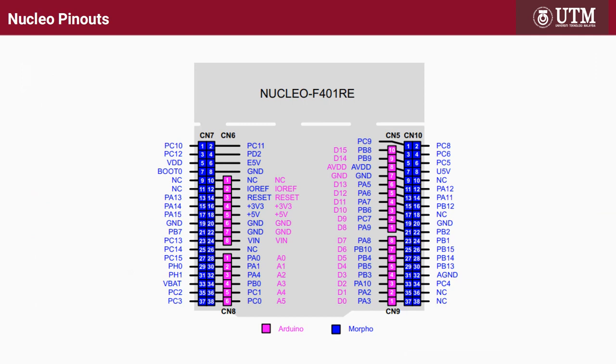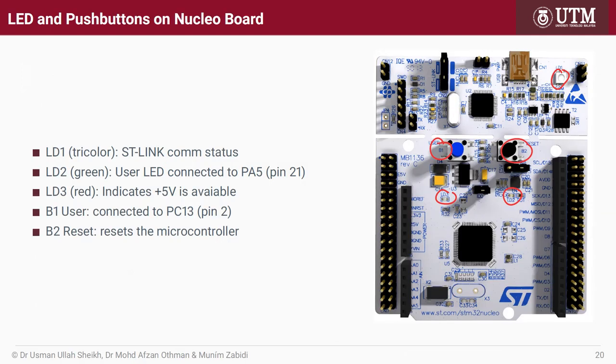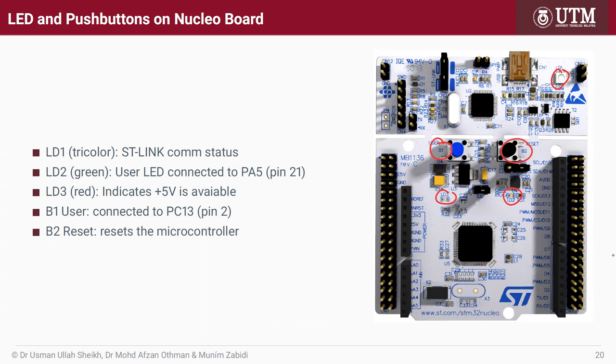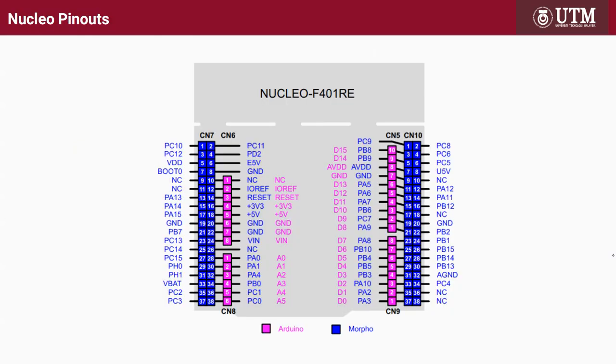So here is the connector pinout. The purple, magenta-ish one is the Arduino. You can see the Arduino is not symmetrical, shorter on the left side. Then the blue one is the Morpho. The Arduino doesn't have that many pins, so if you need more pins or access to more signals, you have to use the Morpho connector header, and there are different genders. This one is female, and this one is male. So make sure you have the right connector.